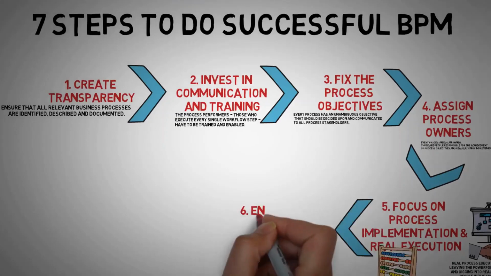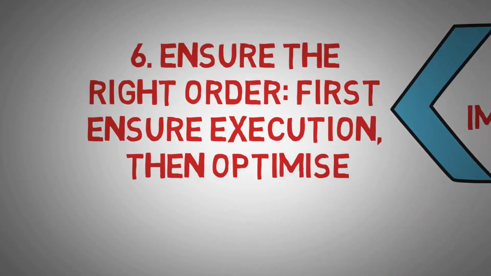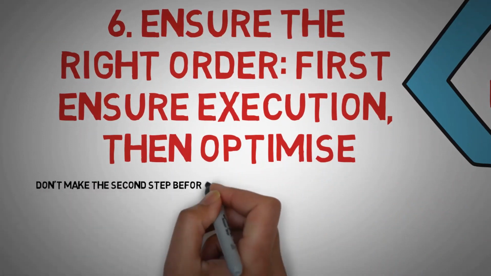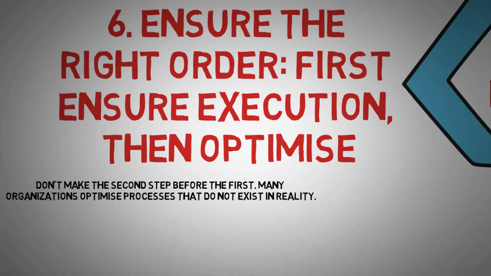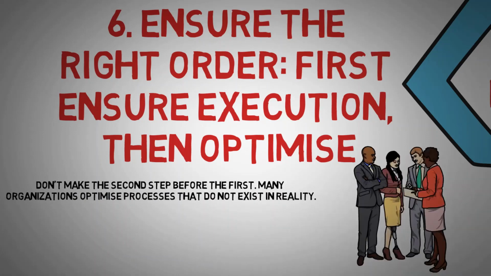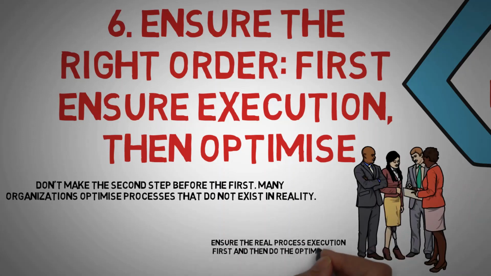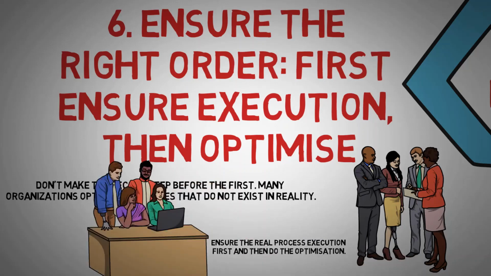6. Ensure the right order. First ensure execution, then optimize. Don't make the second step before the first. Many organizations optimize processes that do not exist in reality. That is pure waste of time and money. Ensure the real process execution first and then do the optimization. The right order does not only save time and money but generates higher employee satisfaction.